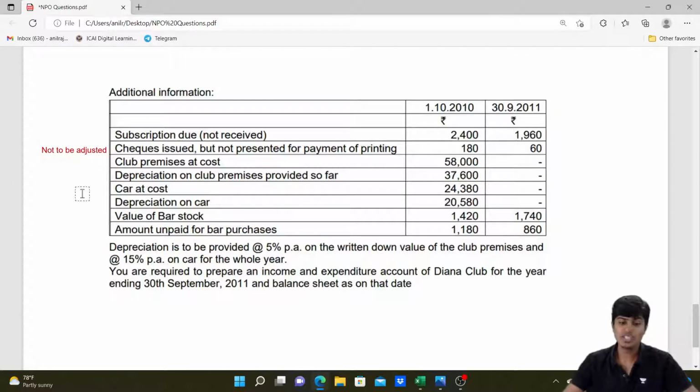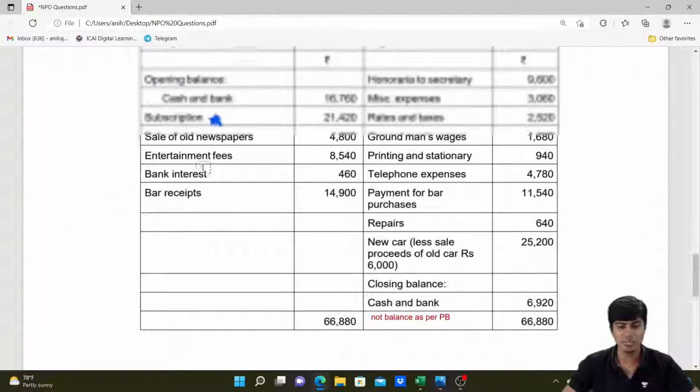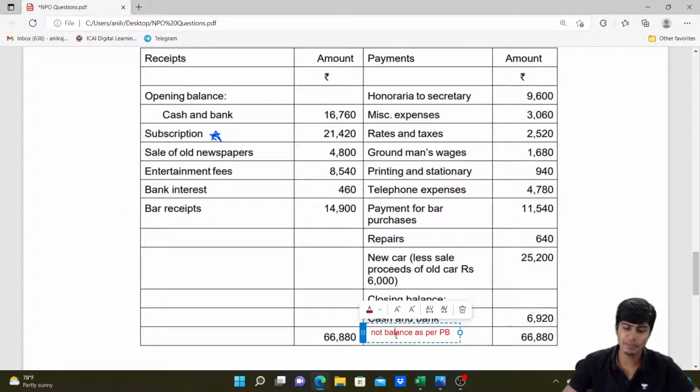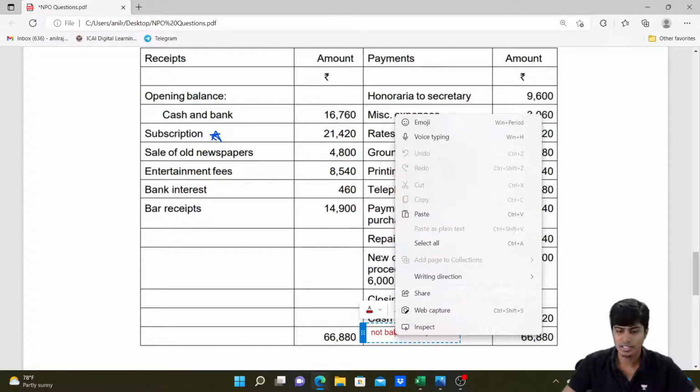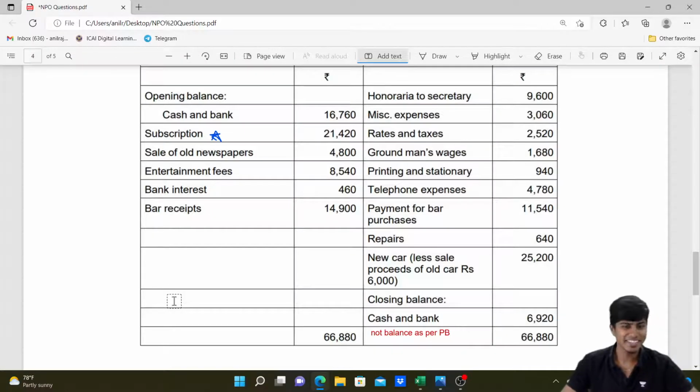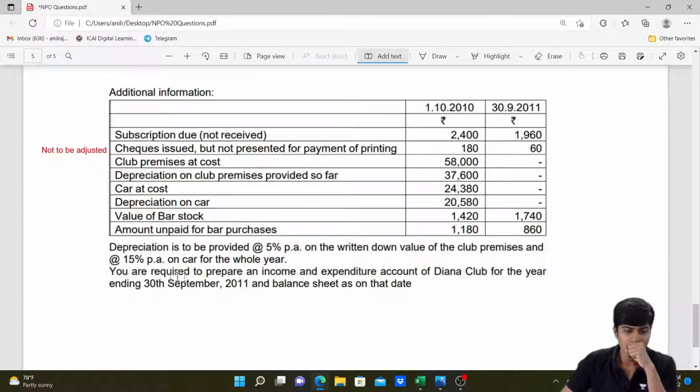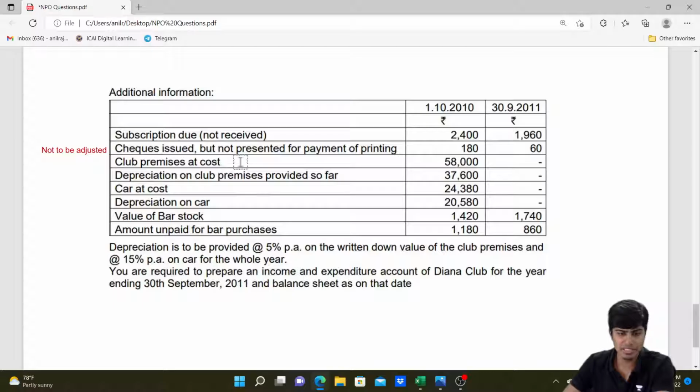Great. So cheques issued but not presented are not to be adjusted, because the balance given is straight away the balance as per cash book. Got it?